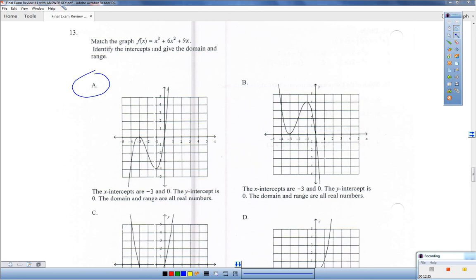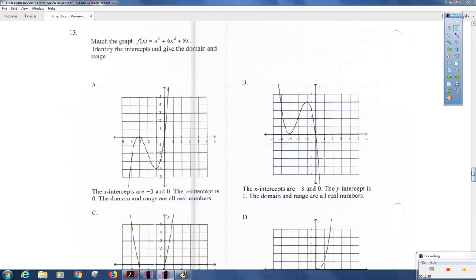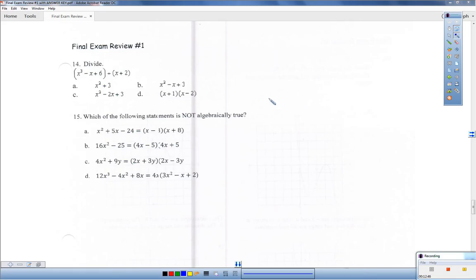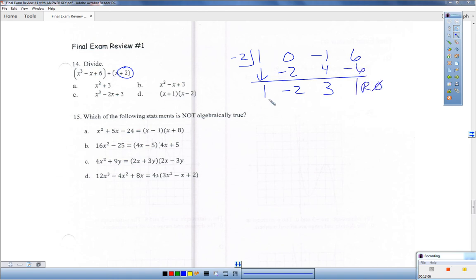Alright, for number 14, let me scroll on down. It says divide. So if you remember synthetic division, you put the opposite inside the box, so negative 2 goes inside the box, and then let me put my numbers down. So 1, 0, negative 1, 6. And so do synthetic division, bring down the 1, negative 2, 4, 3, negative 6. It's got a remainder of 0. So I'm looking for 1, negative 2, and 3. And so that would be C.